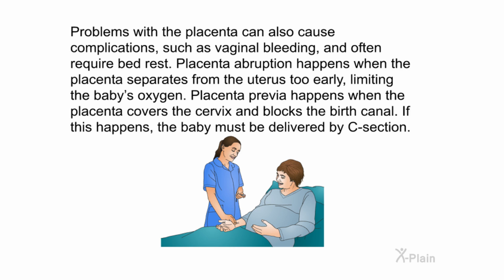Problems with the placenta can also cause complications, such as vaginal bleeding, and often require bed rest. Placenta abruption happens when the placenta separates from the uterus too early, limiting the baby's oxygen. Placenta previa happens when the placenta covers the cervix and blocks the birth canal. If this happens, the baby must be delivered by C-section.